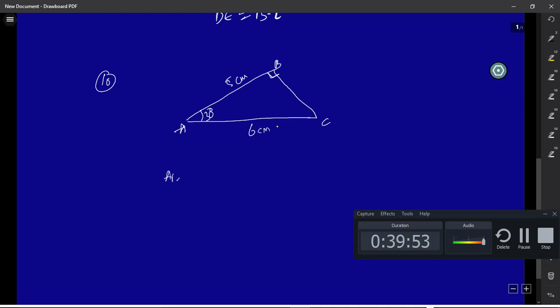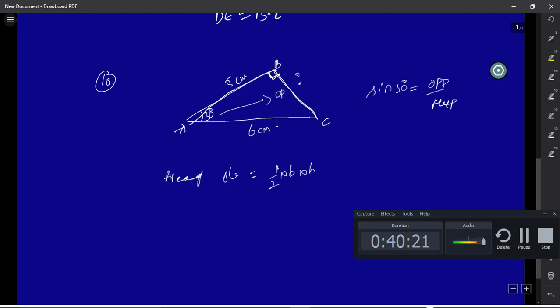Everybody knows that the area of a right angle triangle should be half base into height, right? So if angle B is 90 degree, then the base should be BC and the height should be AB, but I don't know the value of BC, so I'll make use of sine here. Sine is opposite side by hypotenuse. For 30 degree angle, this should be my opposite side, this is my adjacent side, and this slant line is always the hypotenuse. Sine 30 is half.